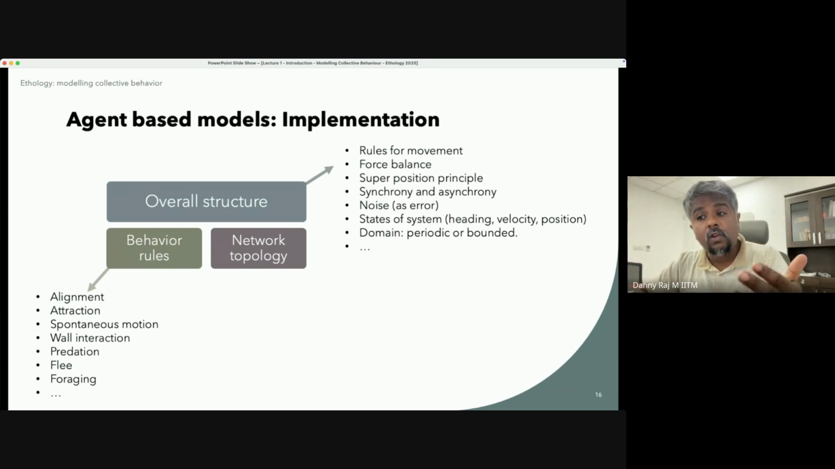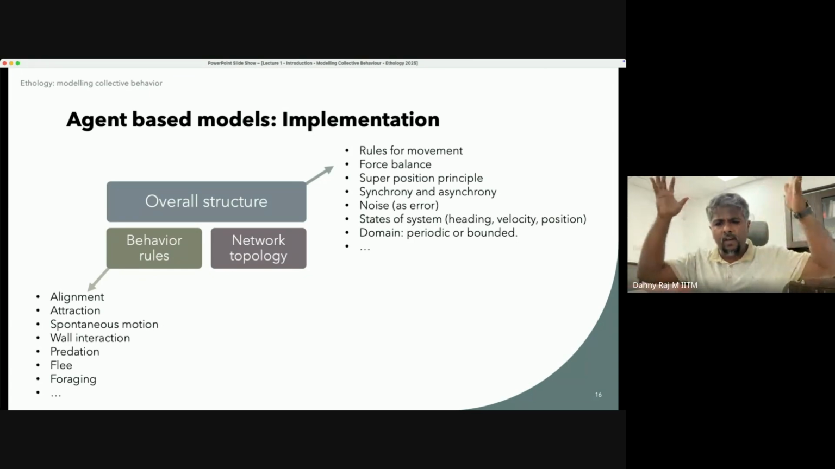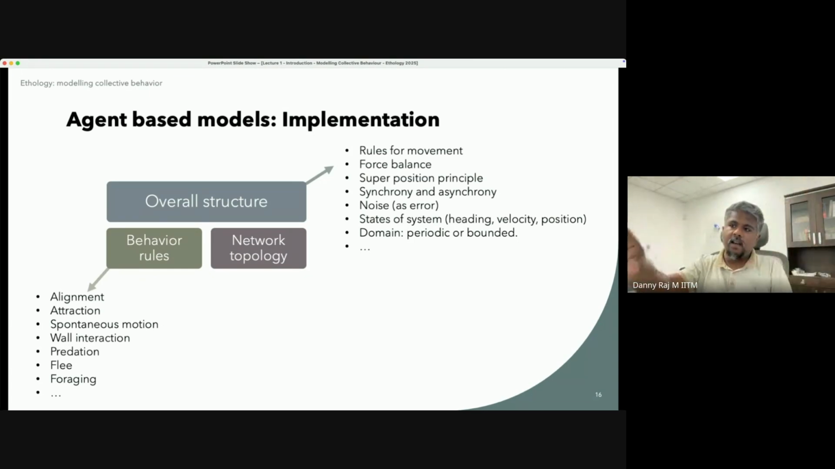There could be reaction to a wall. So let's say there's a boundary. It either wants to stay close to the boundary or it wants to move away from the boundary and so on. Then it wants to move away from other agents, which in light of predation and fleeing and foraging and so on. So all these different behavioral aspects come under the behavioral rules. So in a generic sense, hydrodynamics, multiphysics, all of those things will also come here.